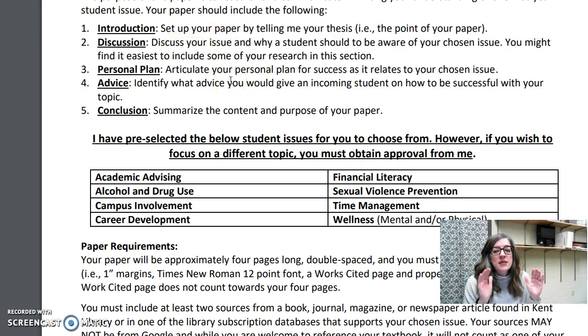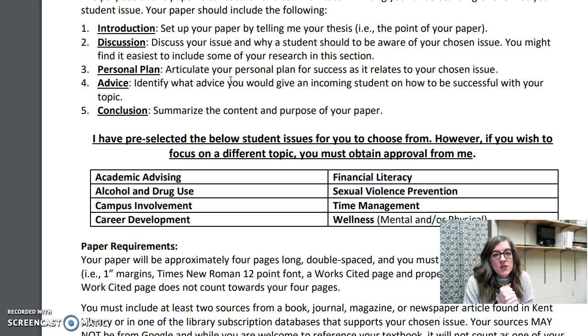You need to have a significant discussion section where you are talking about the issue that you've selected and why a student needs to be aware of that chosen issue. This is probably the section of the paper where it's going to be the easiest to include some of your research, because you are going to be conducting some research, okay?